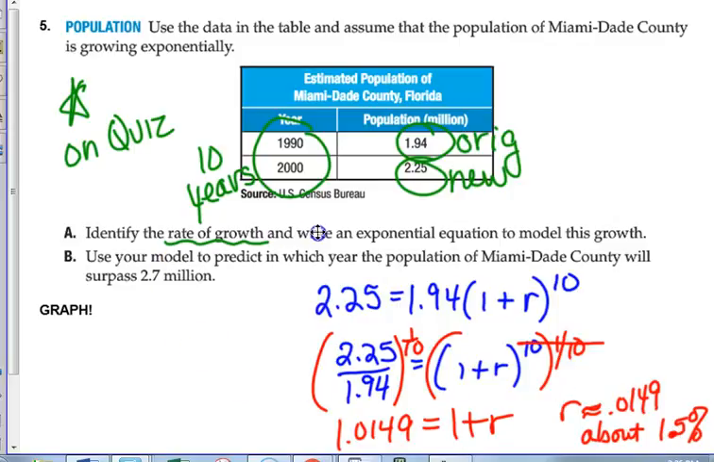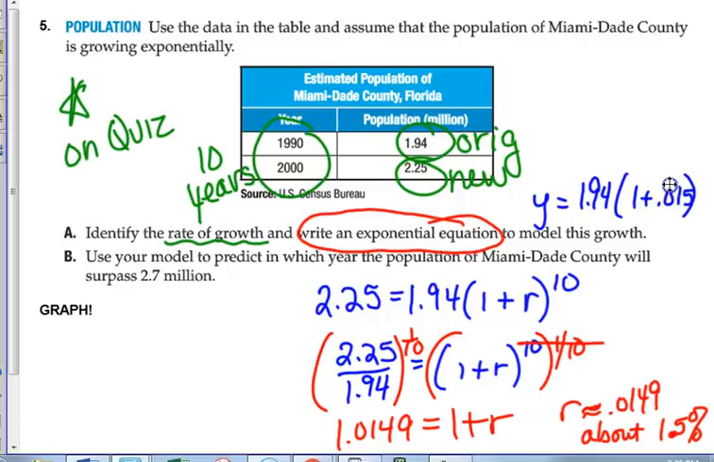Okay. It says now write it as an exponential equation that would be our model for finding future values. So I'm just going to use y equals 1.94 times 1 plus 0.015, or 0.0149 if you want, to the t. What year am I using for the original? I used 1991, so therefore t would be years since 1990. If you decided to put the 2.25 out in front, your t would just say years since 2000.